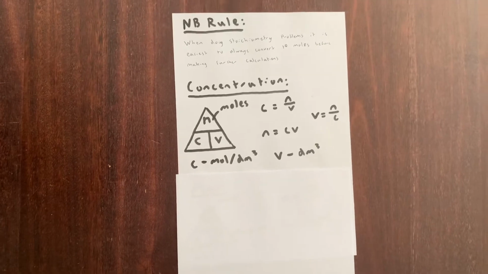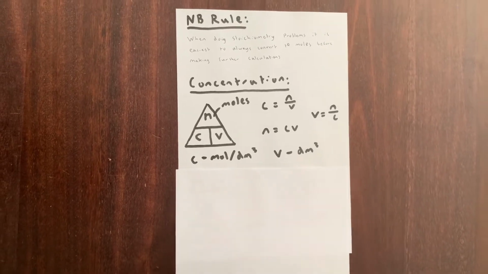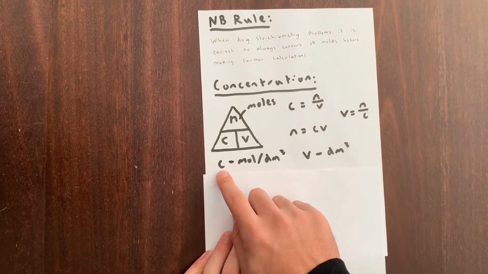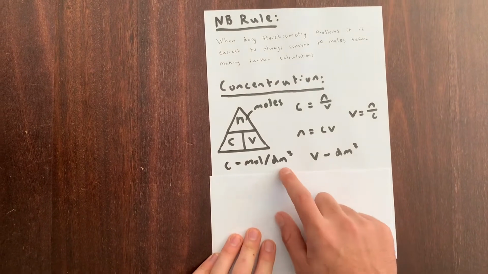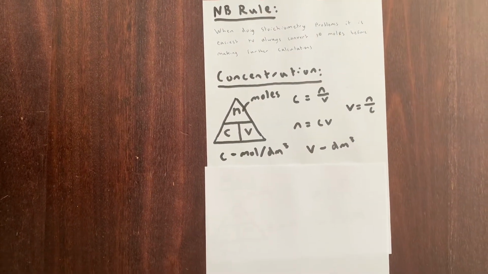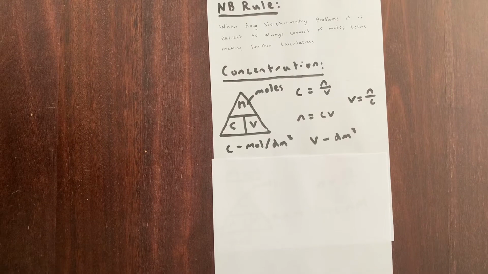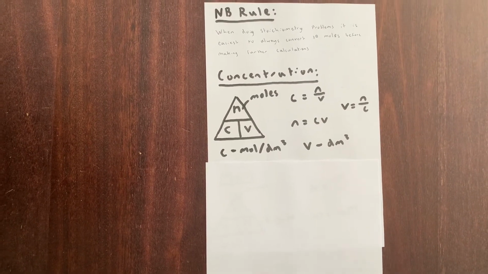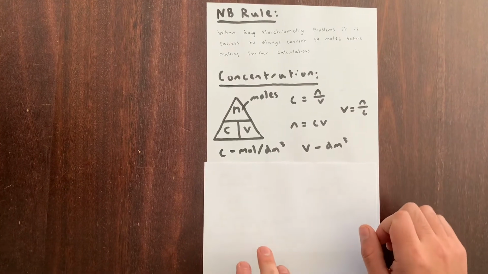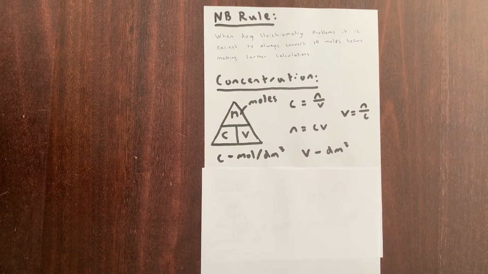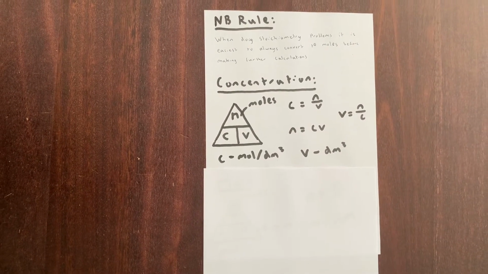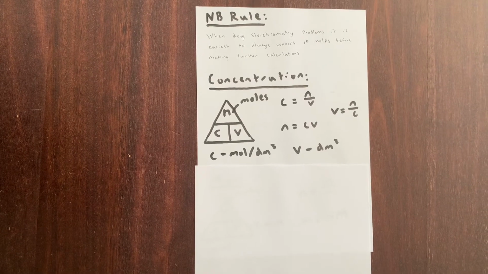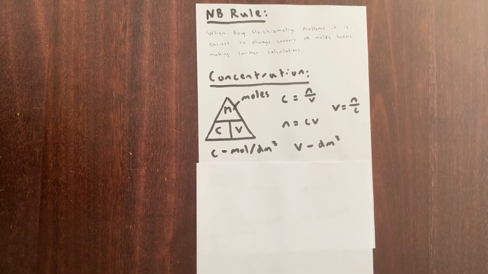Also, I just wanted to make an important note of the standard units. Remember, concentration is always measured in moles per decimeters cubed. So if it's given in something else, let's say moles per centimeters cubed, we have to convert it to moles per decimeters cubed first. And volume is always going to be in decimeters cubed, guys. So same thing with that. We always have to convert it back to our SI units or our standard units before we can continue.